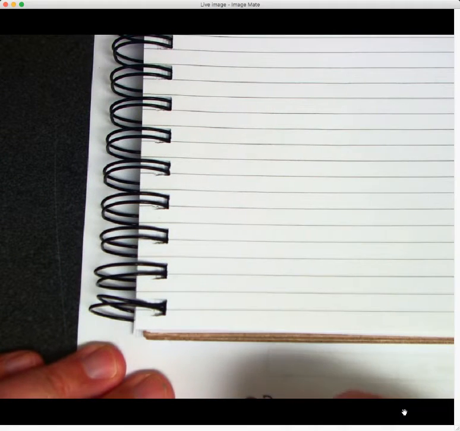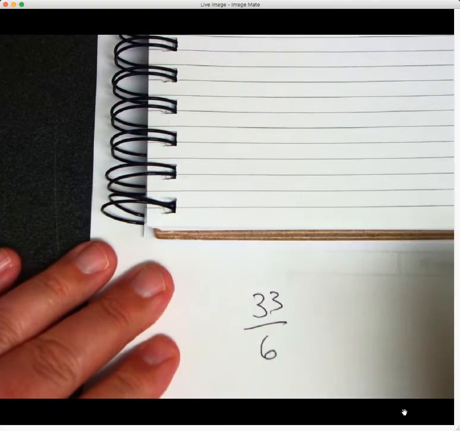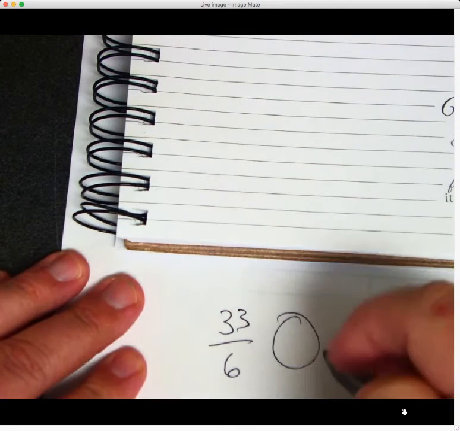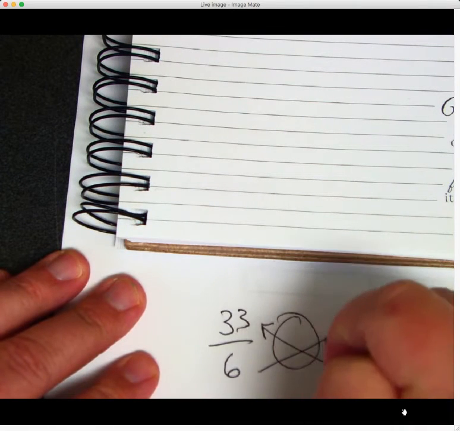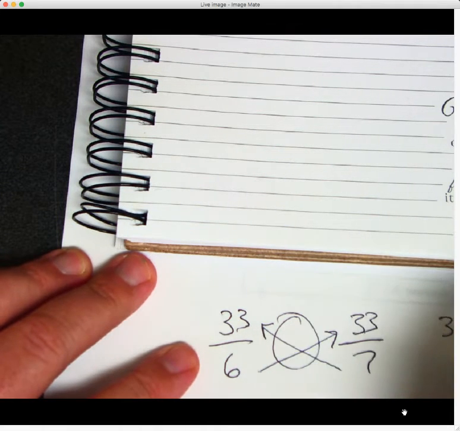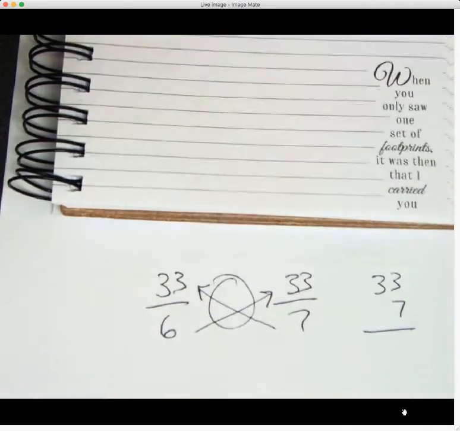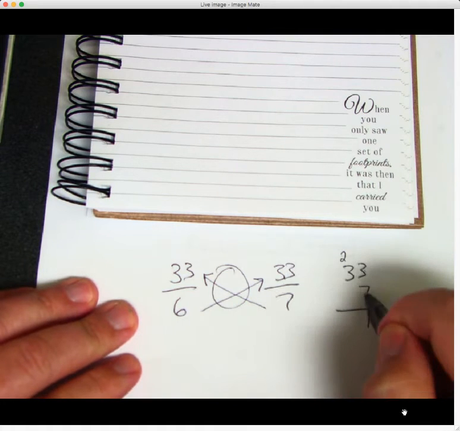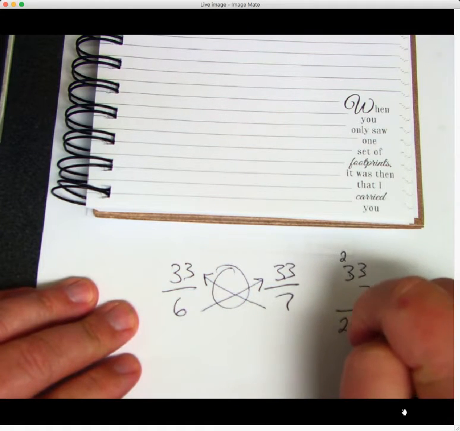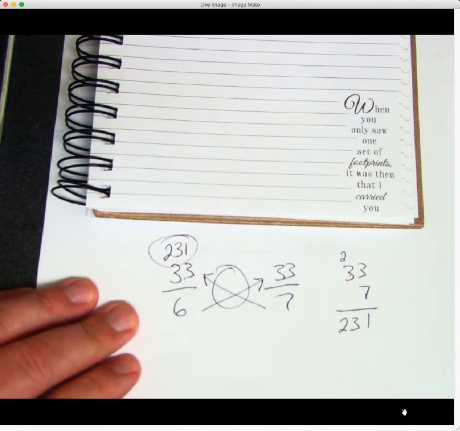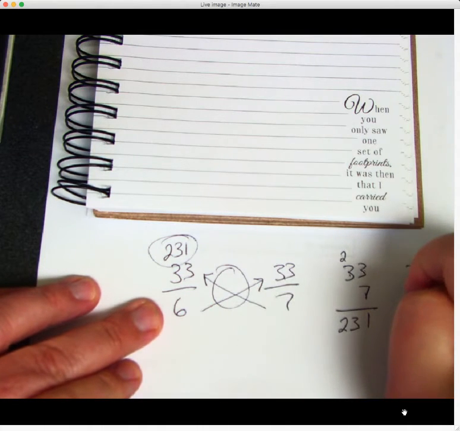Ready? We had 33/6 and 33/7. And we're going to do this cross multiplying way to check and make sure our reasoning was right. So I've got to do 33 times 7. Let me zoom out so you can see what I'm doing better. 7 times 3 is 21. Put your 1 down, carry your 2. 7 times 3 is 21, plus 2 is 23. So 7 times 33 is 231.